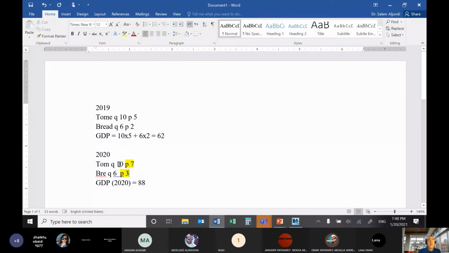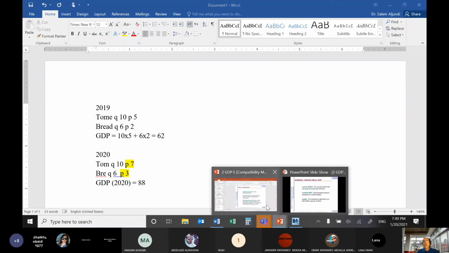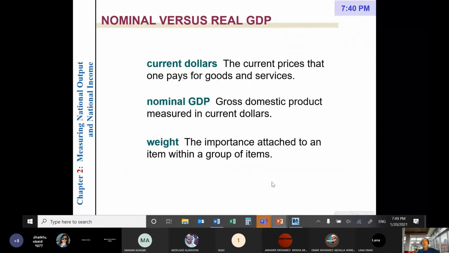I will multiply the quantities of 2 goods in 2020 by using the prices of 2019 and see whether GDP increased or decreased. So this will give me a good idea about the change in quantities. This is what we are going to do right now. To calculate real GDP, we need to use something called weight. What is weight, Omar? The importance attached to an item within a group of items.